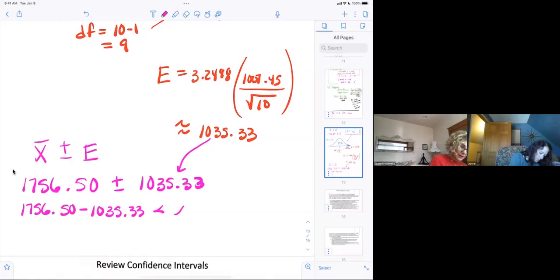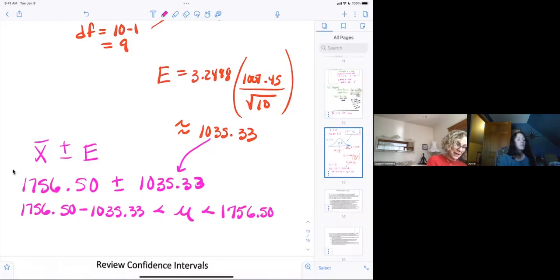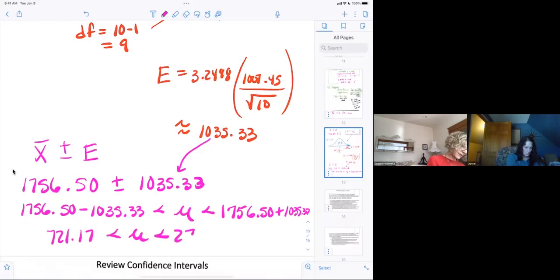We're estimating the population mean, and then the upper bound, but this is not a fence, this is a bound. Fences are when we look at outliers, when we're looking at upper and lower fence in the box plot in that visual for outliers. Okay, so the numbers we get here are 721.17 and 2791.83.